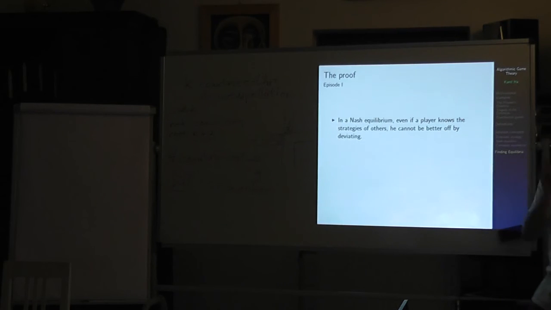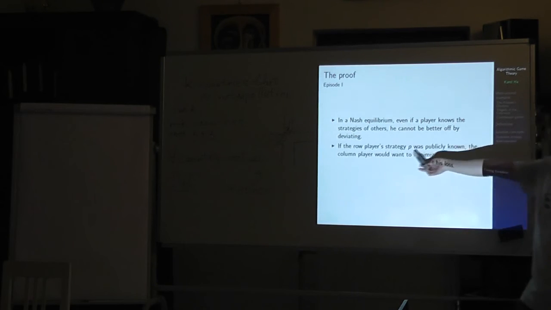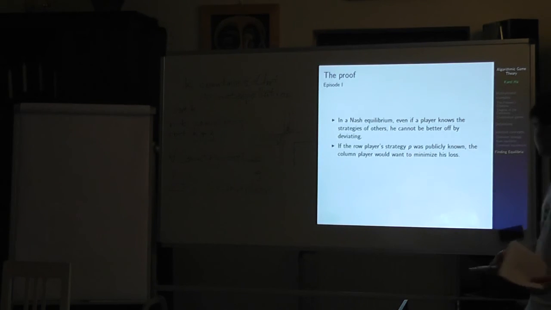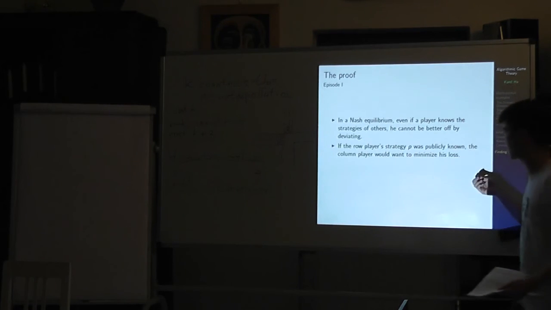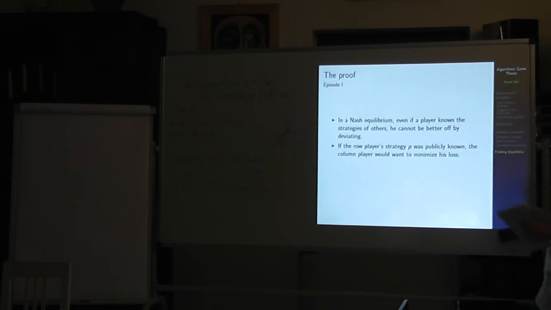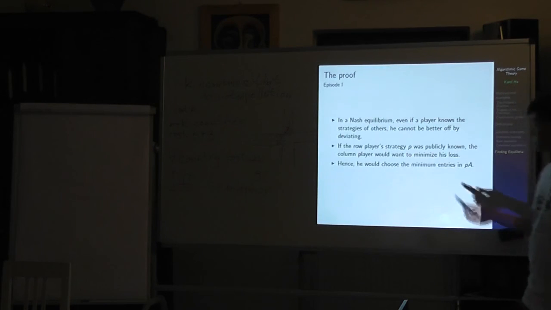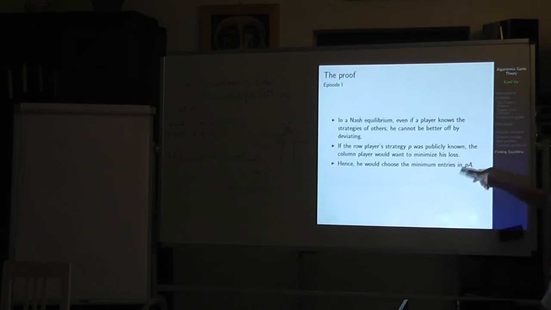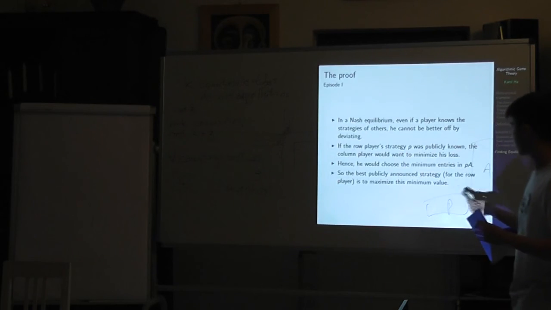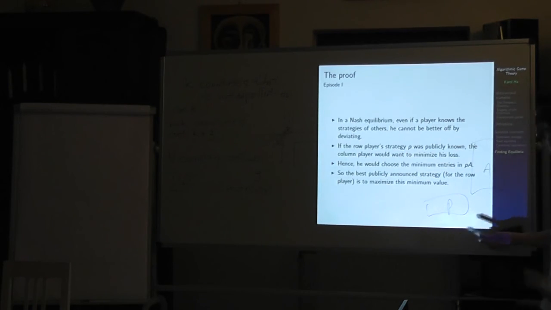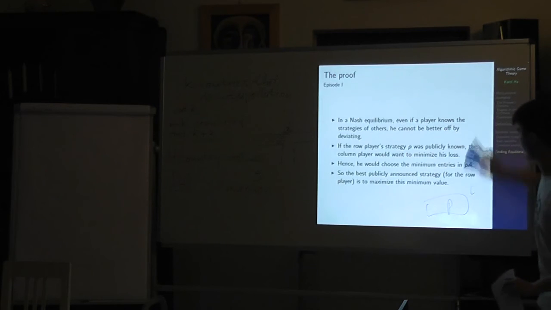So with this information, we can see that if the row player's strategy P was already known, the column player would want to minimize his loss. Oh, this has no connection to this, but it's a nice observation. And that is why the column player would choose the minimum of entries in P times A if P was already revealed. So the best publicly announced strategy for the row player would be to maximize this minimizing value. So maybe I will show the linear program in the next slide.